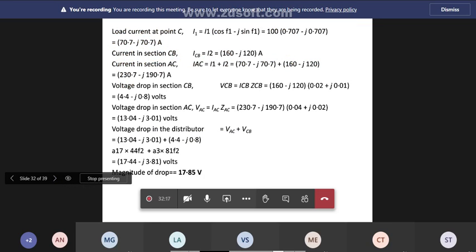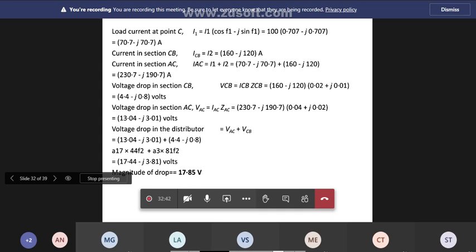Now the current at point C, that is I1. I1 cos phi 1, not phi 2, this is phi 1. I1 cos phi 1 minus j sin phi 1. I1 is nothing but 100, they given 0.707, minus sin phi also the same. Then it is 70.7 minus j 70.7 amperes. Now we have calculated the currents at the points.